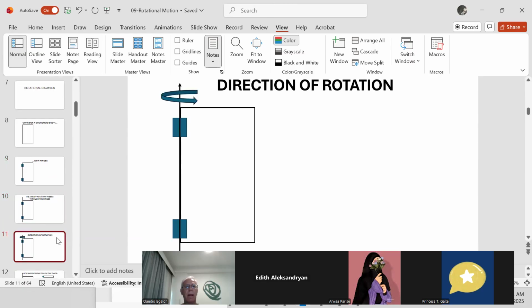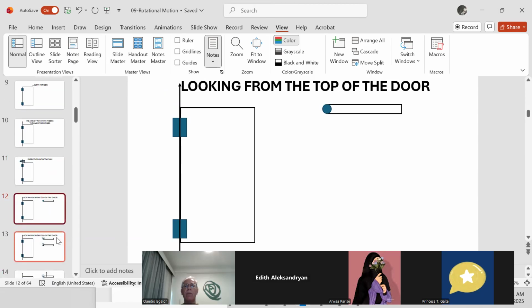And the door can rotate about that axis. It can be in one direction or in the other direction, it doesn't matter. Looking from the top, the door looks just like that, right? The door is very thin, and it can rotate about this axis right in here, okay?